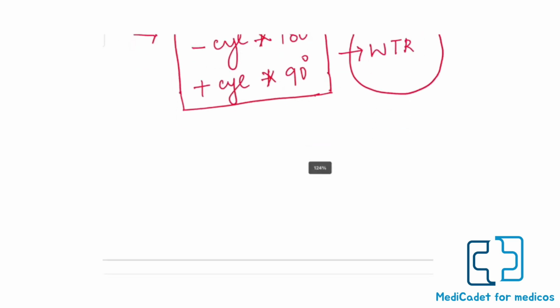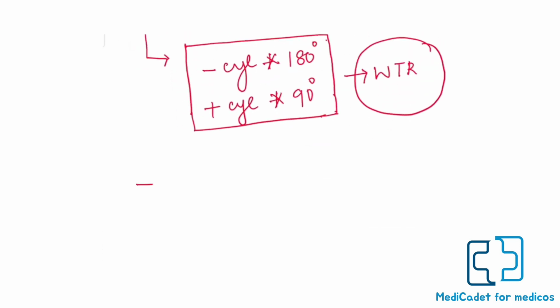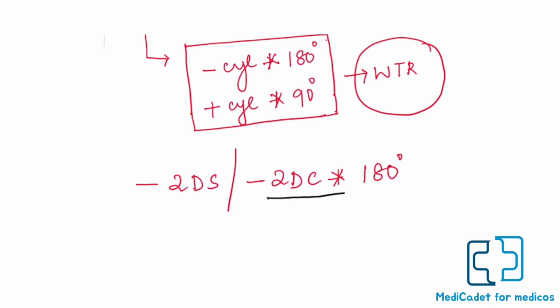So let me show you an example. Suppose you have a prescription like this. Say -2 diopter sphere and say -2 diopter cylinder cross 180. Suppose you get this prescription. So as I told you, you have to look only at the cylindrical part of the prescription, that is this, -2 diopter cylinder cross 180. So what is this? It is with the rule. Okay, so this is a prescription of with the rule.